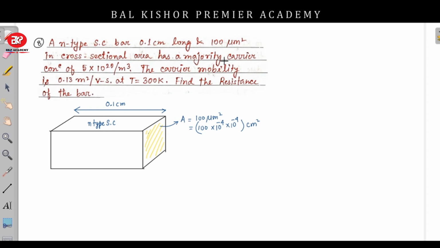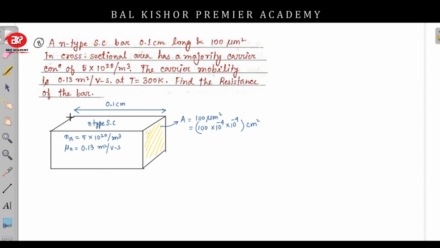So it has a majority carrier concentration of this one. So अगर ये n type semiconductor है तो इसके अंदर मेजोरिटी कैरियर्स क्या होंगे? इलेक्ट्रॉन, that is Nn. उसका concentration given है 5 into 10 to the power 20 per meter cube. The carrier mobility, mu n, is also given, that is 0.13 meter square per volt second.